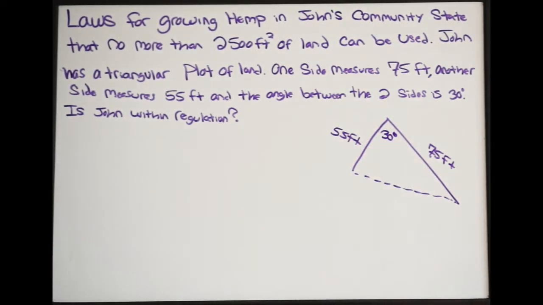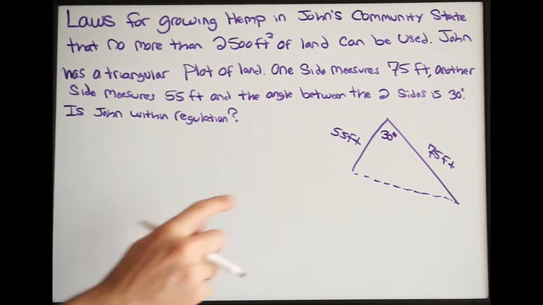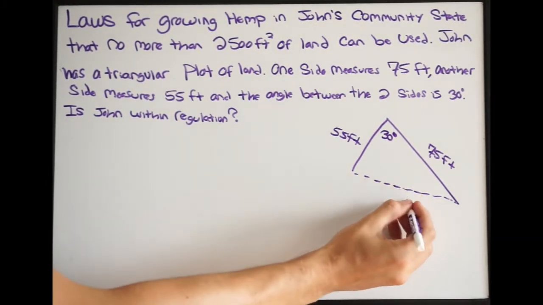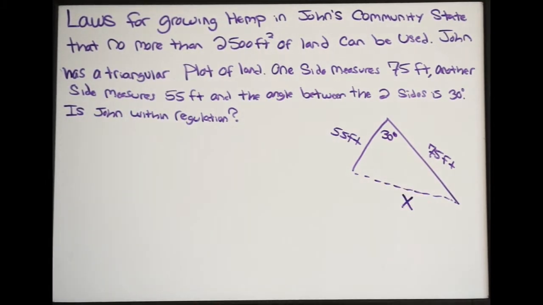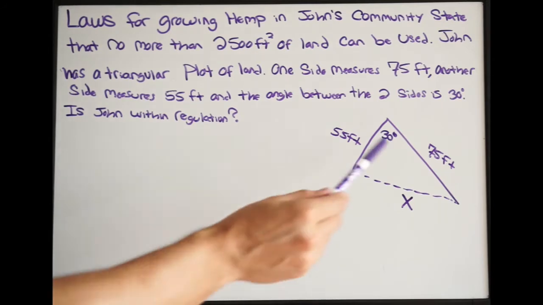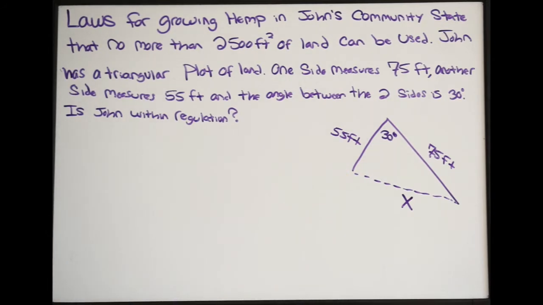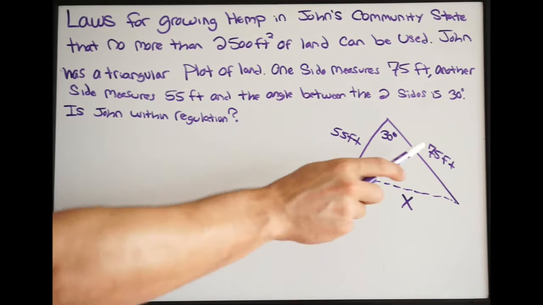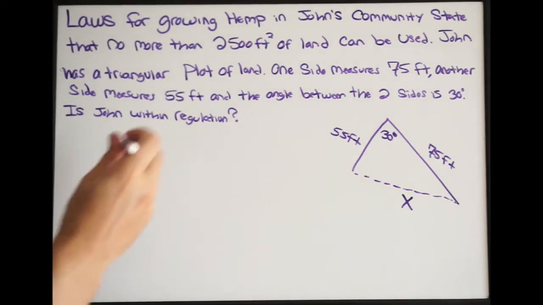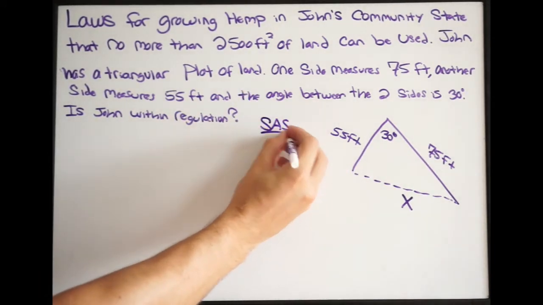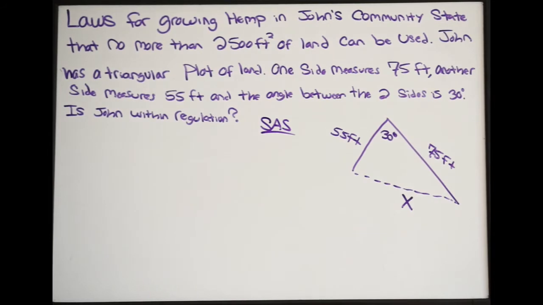Our first step here is we need to find this missing side length, which we'll just call x, because once you have that missing side length, you can use Heron's formula. Heron's formula allows you to find the area of a triangle if you have all three sides. So we need to find this missing side length using the law of cosines, because remember, this is side angle side, so we can solve it using the law of cosines.